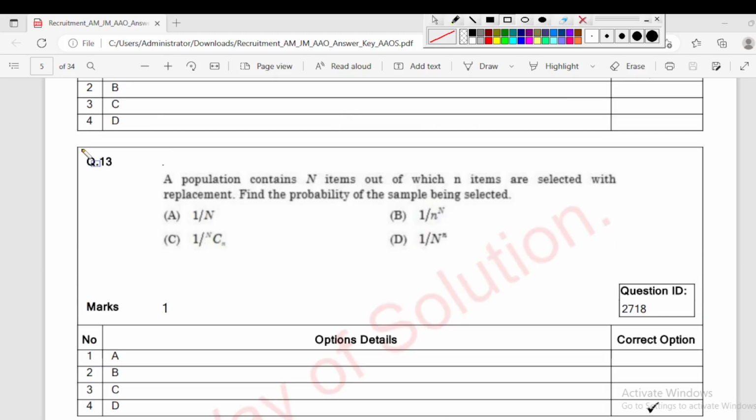Question 13. A population contains capital N items, out of which n items are selected with replacement. Find the probability of the sample being selected. Option D is correct, 1 by N to the power n.